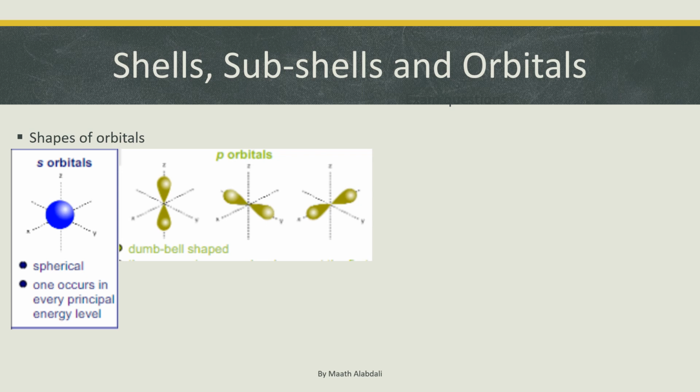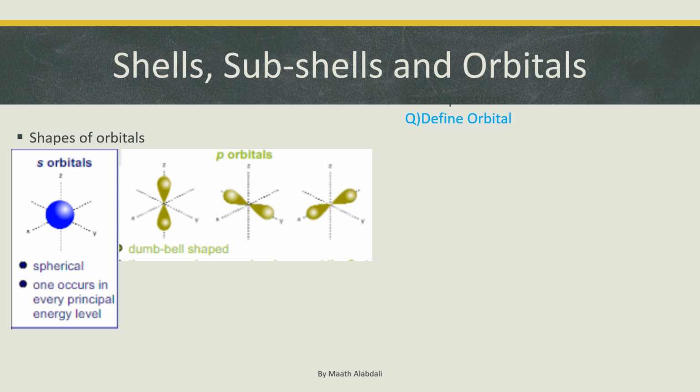The P orbital is a dumbbell shape. It can be along a straight line, but you have to draw it in a dumbbell shape, or it can be pointed to the left or to the right. So these are some exam style questions.